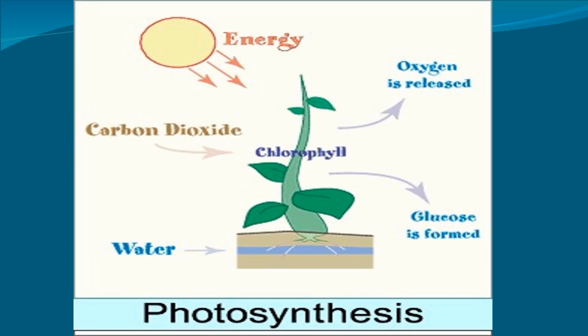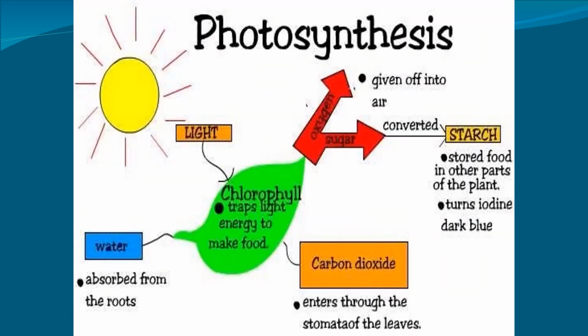Let us understand this more in the detailed diagram on this slide. So here we see there's a green plant or a green leaf, as you can see. It takes up the water which was absorbed from the roots. It takes up carbon dioxide, the second raw material, which enters the stomata of the leaves. And the third, it traps the light energy coming from the sun to make food. The food is in the form of sugar, which is utilized by the plant for meeting its requirements.